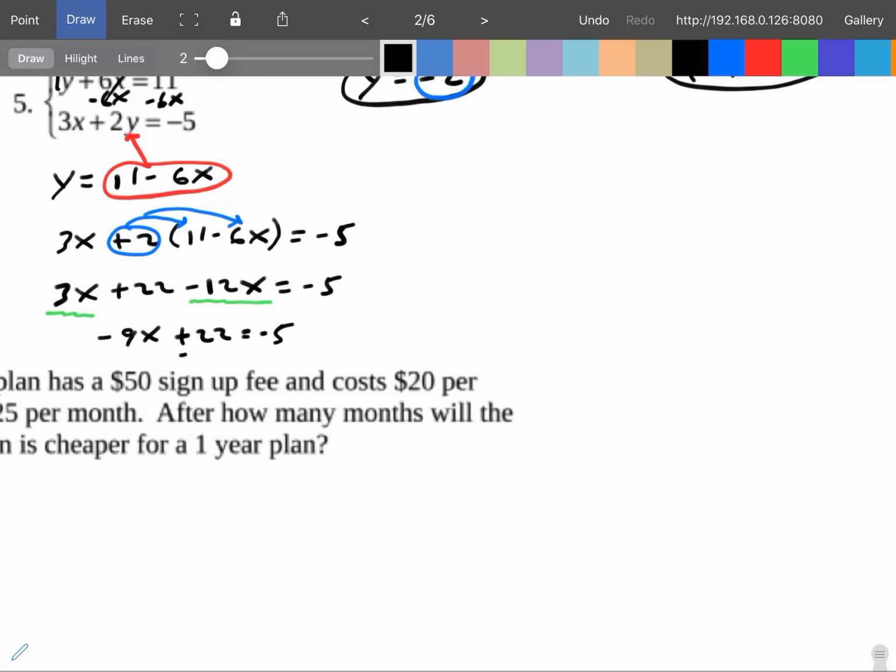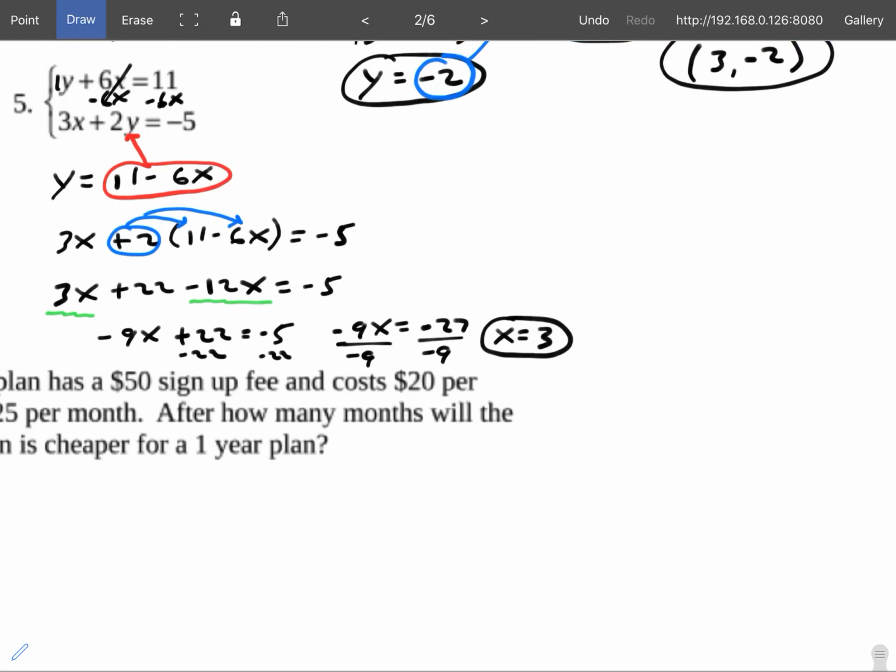Then I'm going to subtract 22 on both sides. And if I do that, then I have negative 9x equals negative 5, take away 22 more, that's a negative 27. Then divide both sides by whatever number's in front of that variable. And we get x equals negative 27 divided by negative 9. That's a positive 3. Okay? So then we've got to go back and find y still.